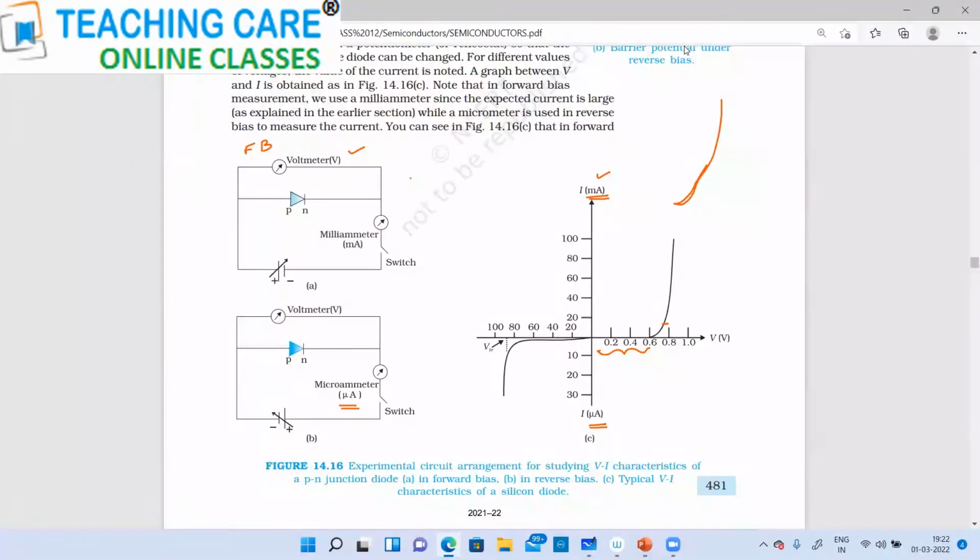Initially, you see, go and see the graph afterwards. After some time, this part, and then it increases. This point is called the threshold voltage, where the current increases more rapidly. So you have to keep in mind, it is forward biasing, it offers low resistance.